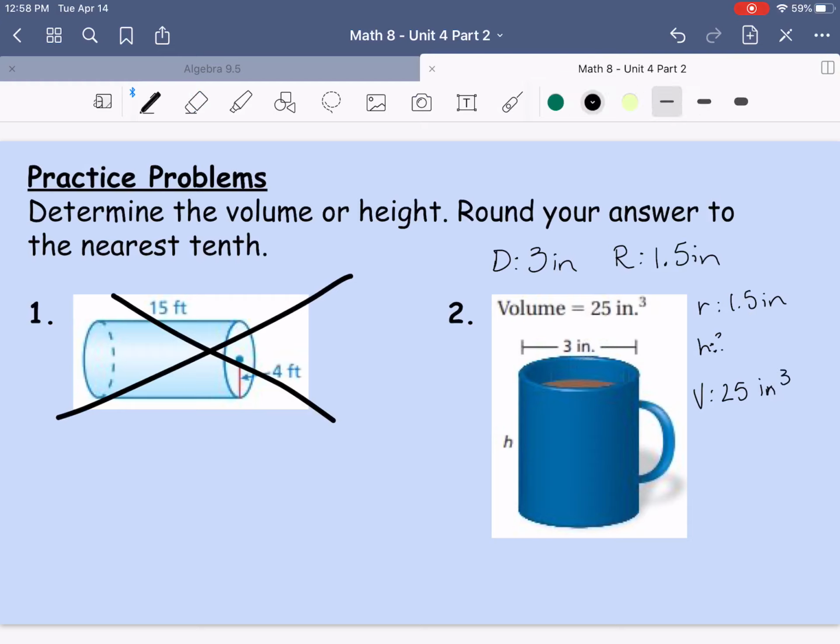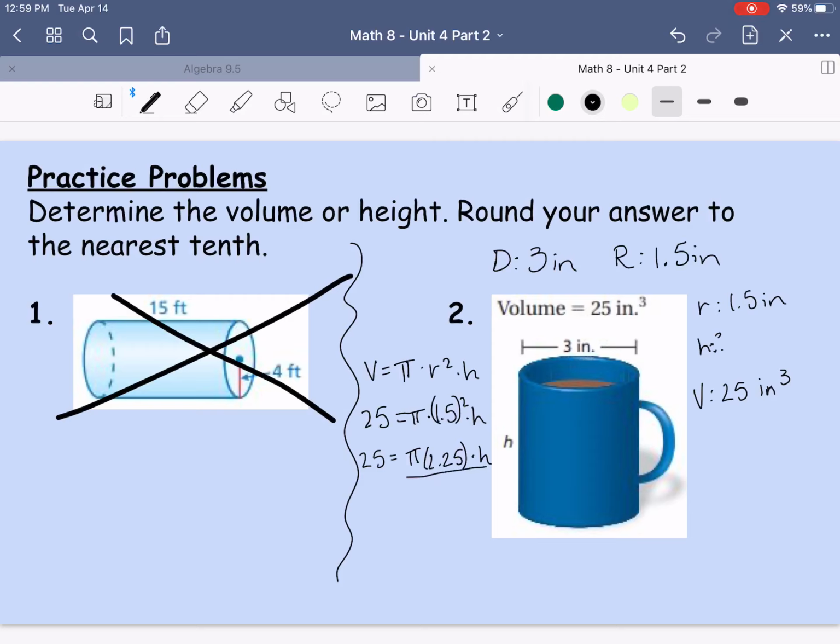Okay, so I'm actually going to move my work over here. So volume is pi times the radius squared times the height. We'll start filling in for what we know. Our volume is 25. Pi is pi. Our radius is 1.5. And our height is what we're trying to figure out. Okay. 1.5 squared, I happen to know that that is 2.25. If you didn't know that, you can use your calculator. That's what you have it for.